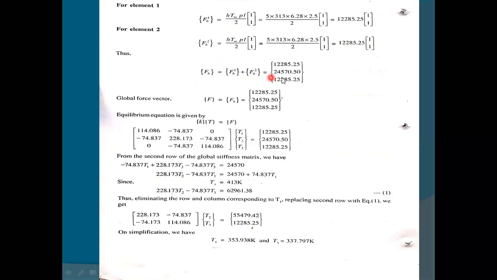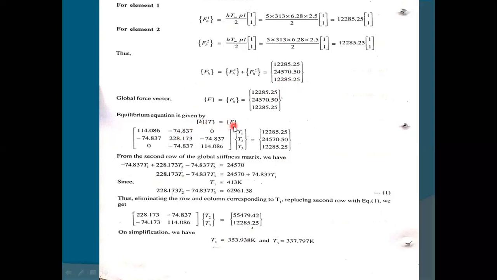Then we add these two. Therefore, total F: you write the numbering T1, T2, T3. If you take T1, only here we have T1, write that value. Next, for T2, here we have T2, and again here we have T2. Add these two, then you get the T2 value. Again here we have T3, so we get the T3 value. So this is the force matrix.